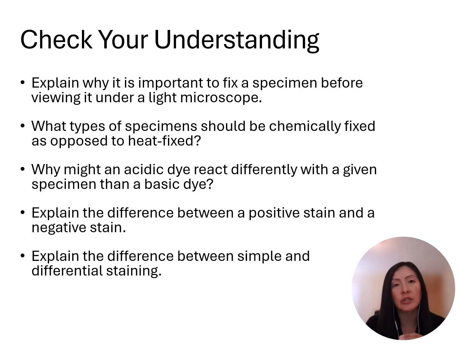They're negatively charged, they're going to repel the surface of cells, so instead they stain the background, and that's also called negative staining. There are exceptions though, like that central picture I showed you earlier. If a specimen for some reason has positively charged components, it is possible for a negative acidic dye to bind to it. All right, the fourth one, difference between positive and negative stain.